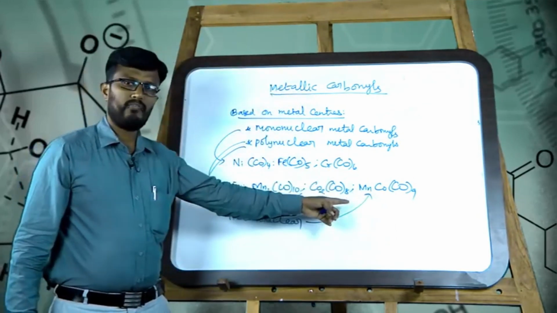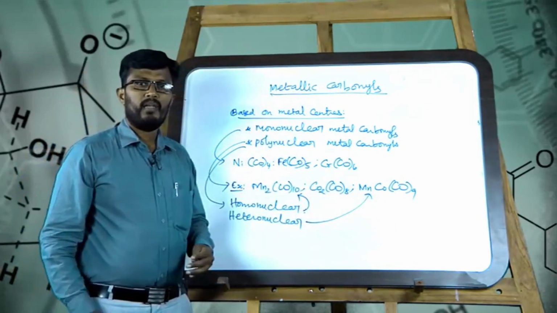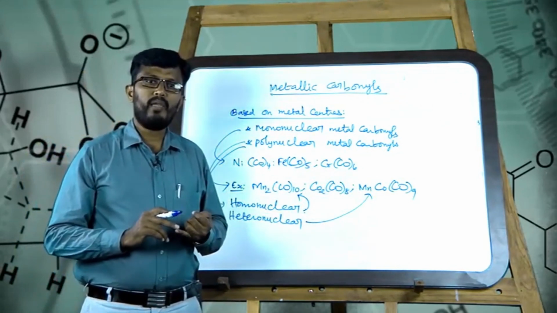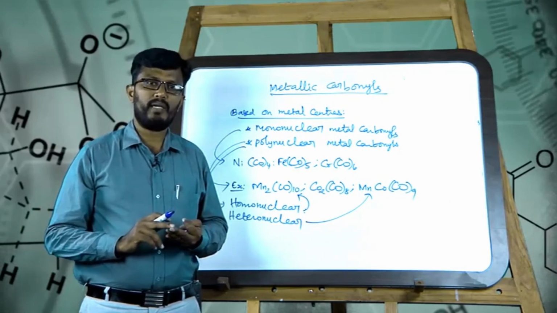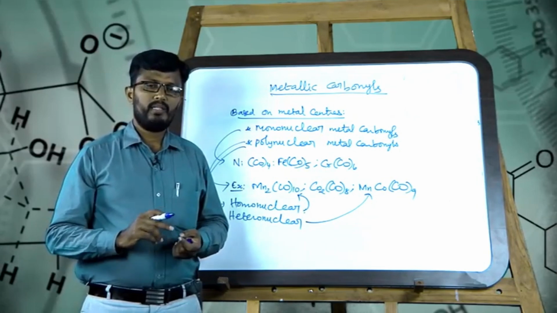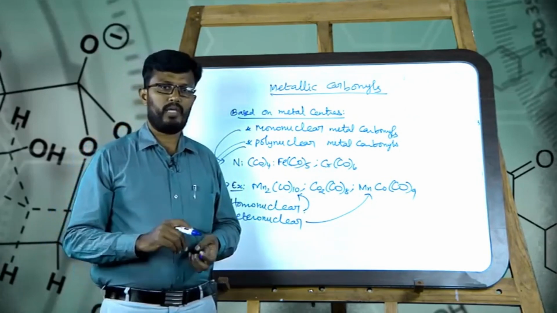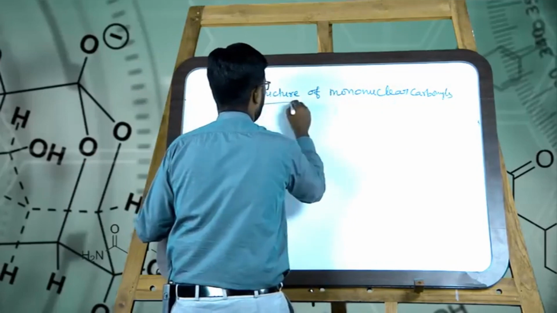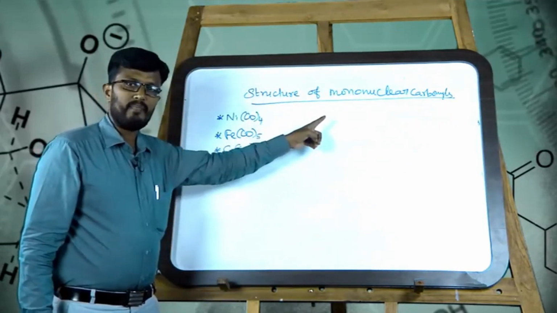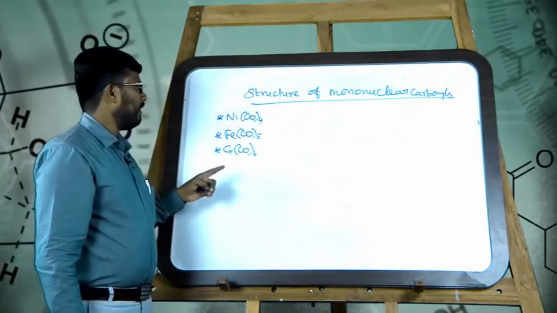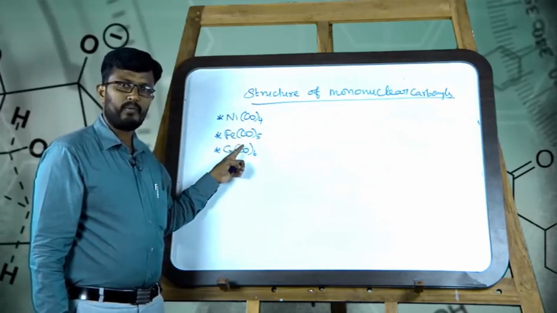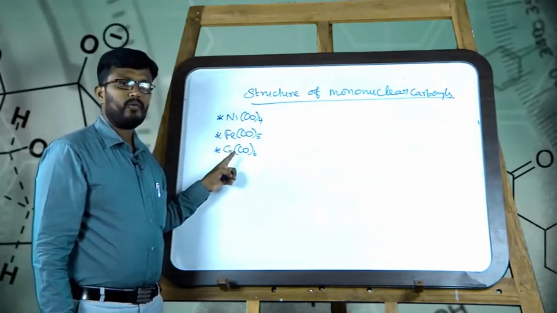It is an example of heteronuclear metal carbonyl. Now we have discussed what organometallic compounds are, how they can be classified, what metal carbonyls are, and how they are classified. Then we want to know the structure of mononuclear carbonyls. These are all familiar examples derived from mononuclear carbonyls. Now we want to know the structural aspects of nickel tetracarbonyl, iron pentacarbonyl and chromium hexacarbonyl.